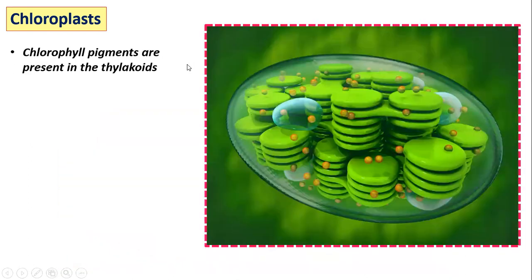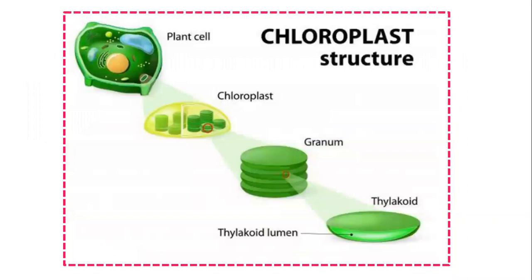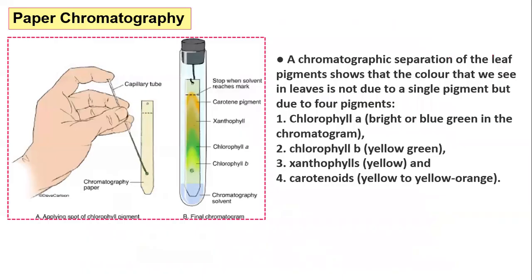So the conclusion: chlorophyll pigments are present inside the thylakoid membrane. Clear? So you first consider a plant cell. Inside the plant cell, you will have the chloroplast. Inside the chloroplast, you'll have the granum, and each granum is made up of a number of thylakoid structures. Clear? So that's the illustration of this diagram.